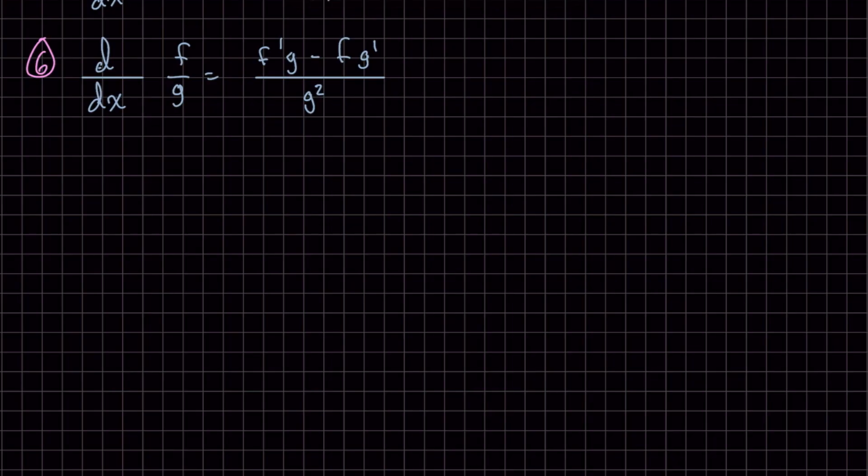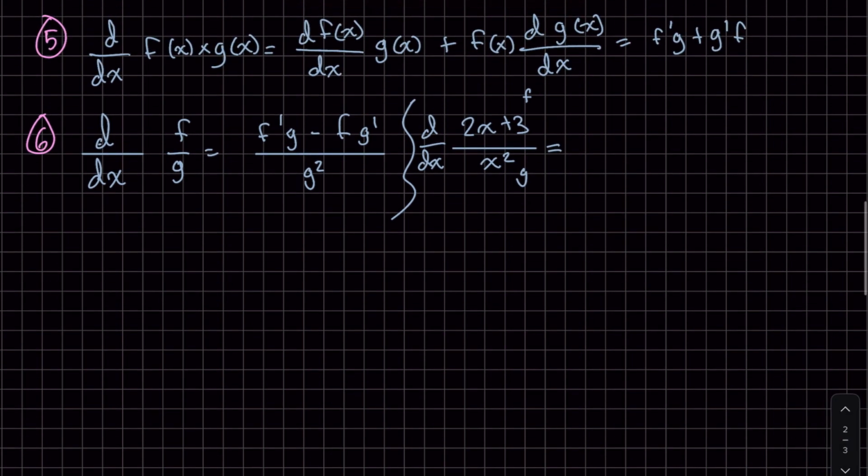So why don't we do one right now? Let's take the derivative of 2x plus 3 over x squared, dx. So first, this is f and this is g. Always helps to label which function is which. So the derivative of 2x, let's figure this out. Well, we know the derivative of a constant 3 is going to be 0. Okay, so we can start by saying that.